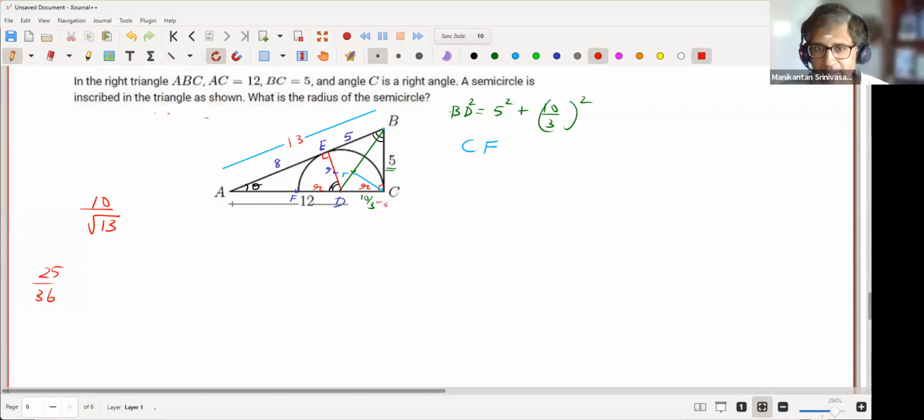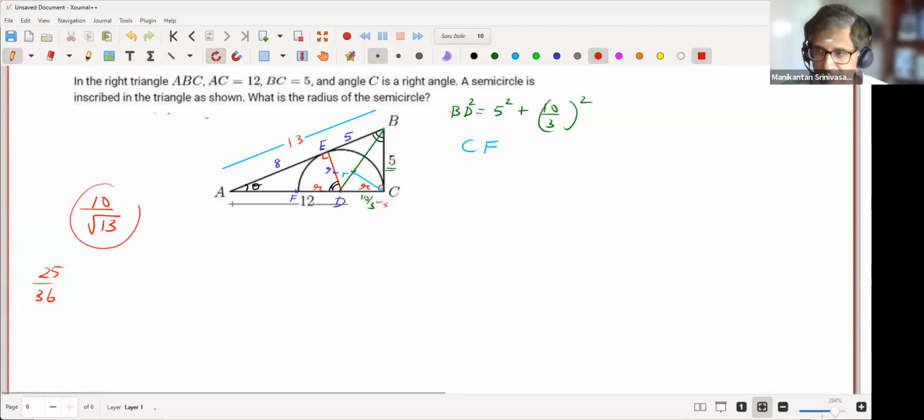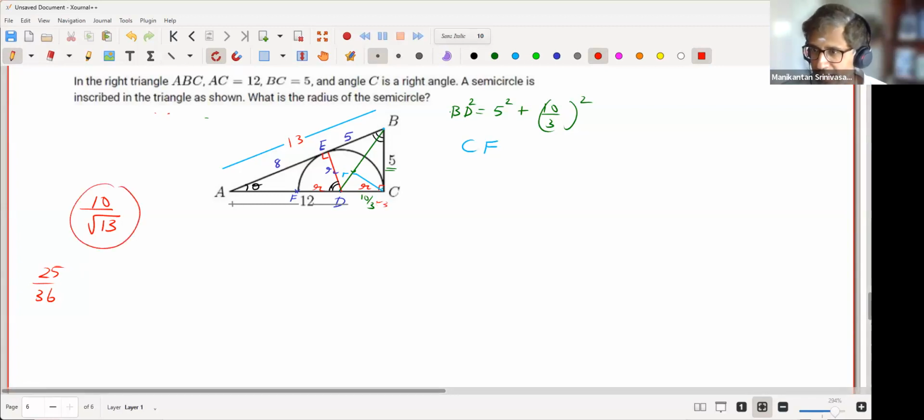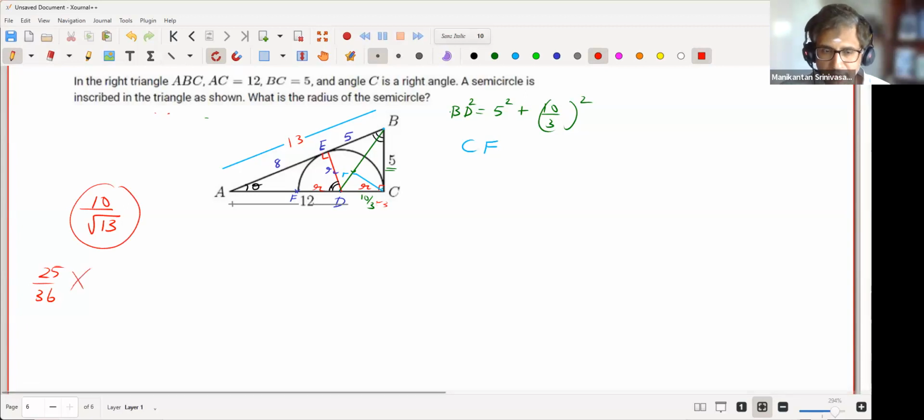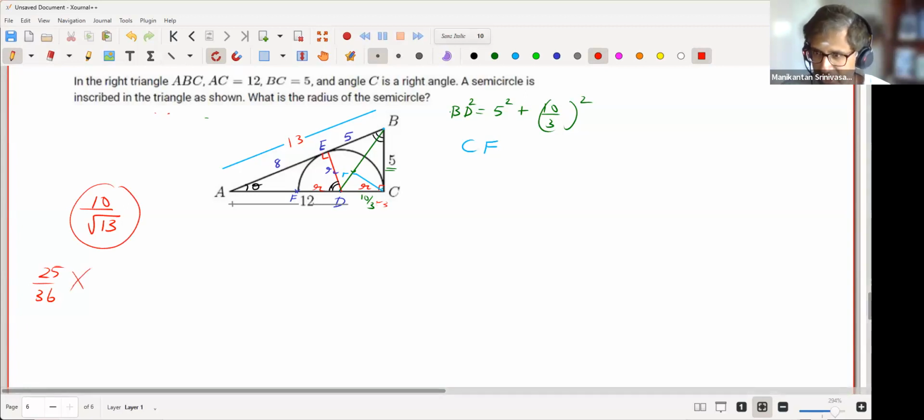So approximately 3, a little less. I'm willing to take an answer which is 10 by root 13, which is reasonable, but I'm not willing to take 25 by 36. Akshad, you're with me on the visual inspection part.